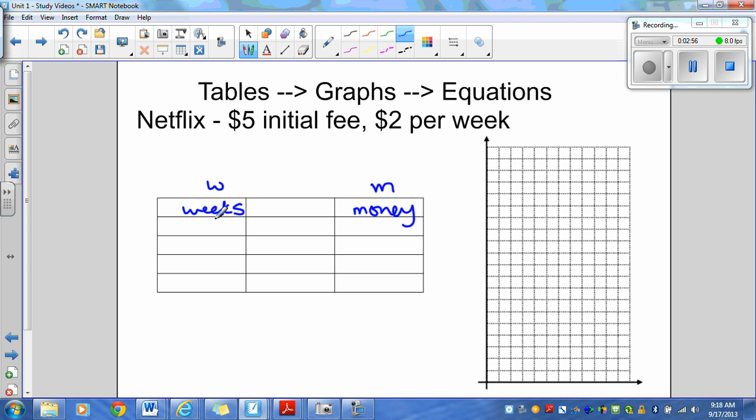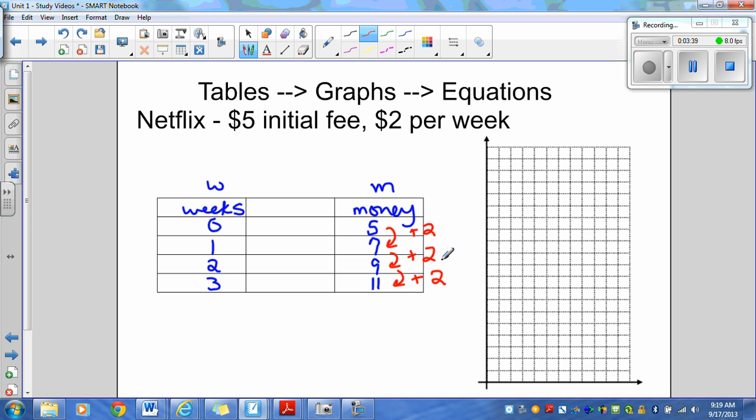Okay, so at 0 weeks, how much are you paying? You should have $5 here because that's an initial fee, and you haven't had Netflix at all yet. It's a $5 initial fee. At 1 week, you are paying that initial fee of 5 plus an additional 2, so you're at 7. At 2 weeks, you're paying the 5 plus the 2 for the first week plus the 2 for the second week, so you're at 9. And then 3 goes to 11 because you add on another 2. So this is plus 2, plus 2, plus 2, 2 per week.